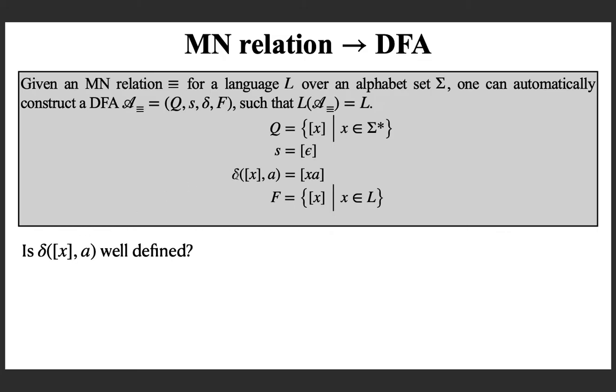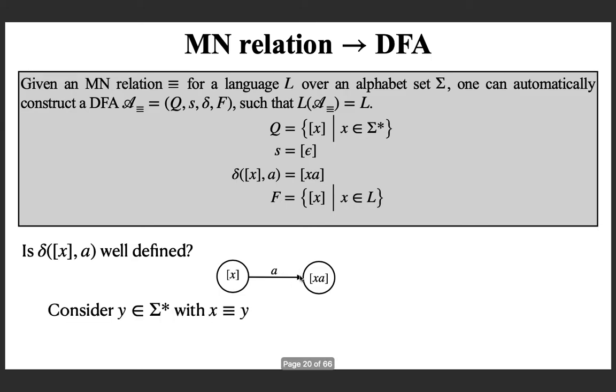Now the question is, is this transition function well defined? The meaning of this question is, we are saying that if you are in a state represented by the equivalence class of x, and if you get a as the next symbol, you go to the state corresponding to the equivalence class of xa. This is what we defined. Now the problem here is, consider a string y such that x and y are related, y is related to x.